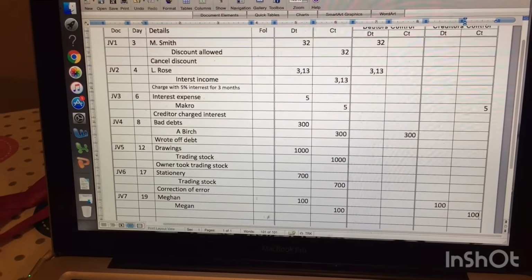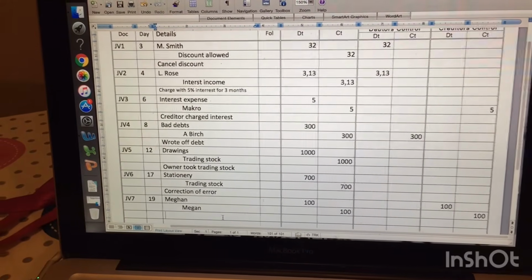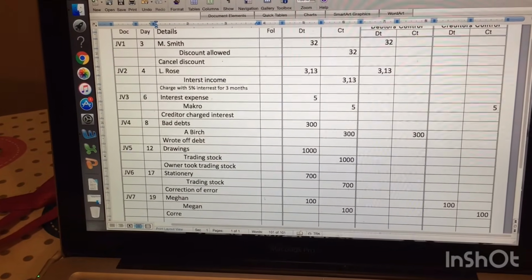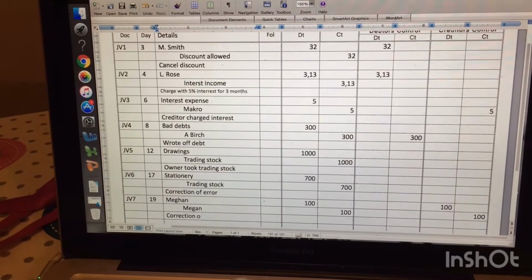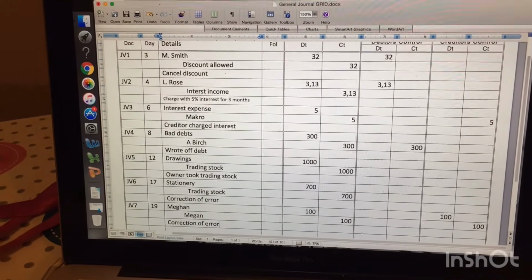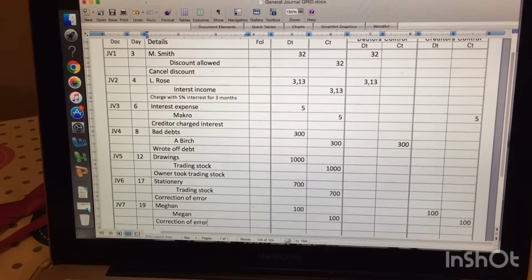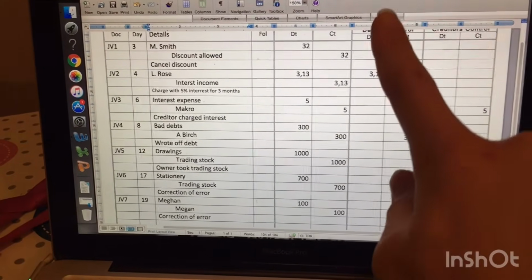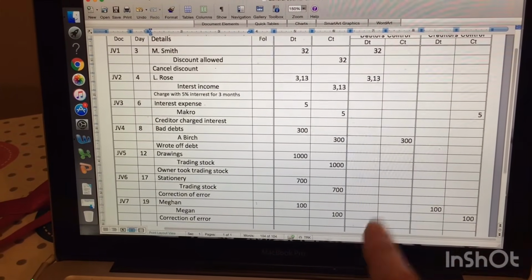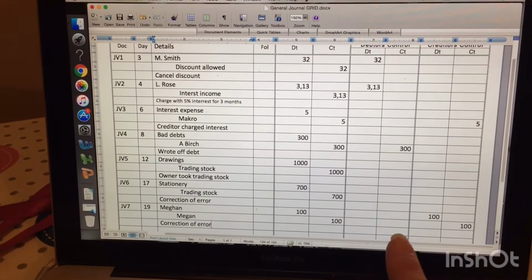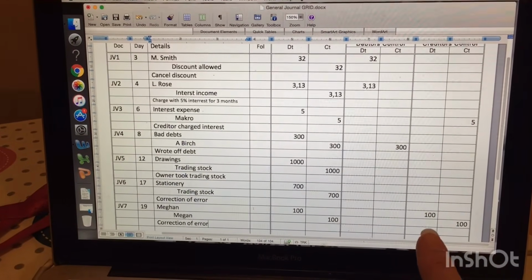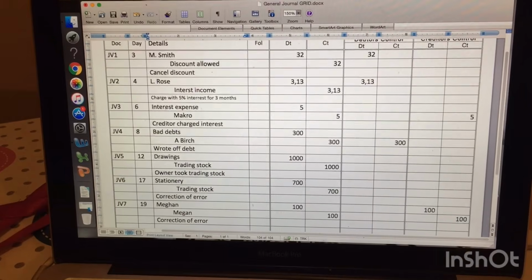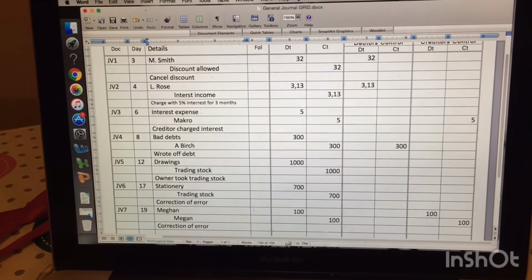And then again, my narration will just be correction of error. And then the columns that I need to add up are the debtors control debit column, the debtors control credit column, the creditors control debit column, and the creditors control credit column.